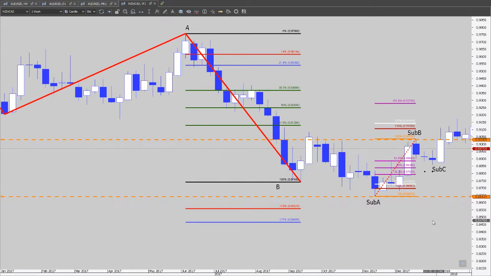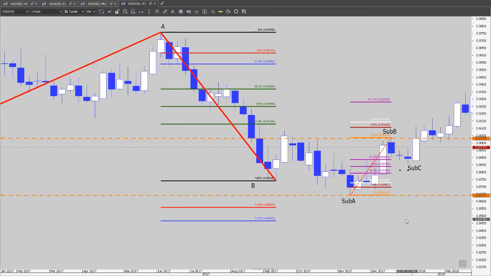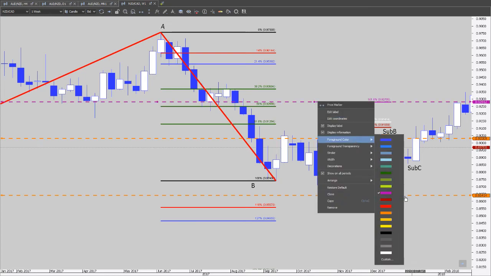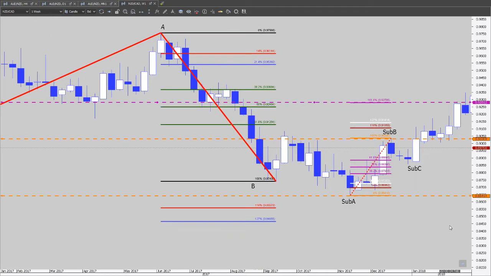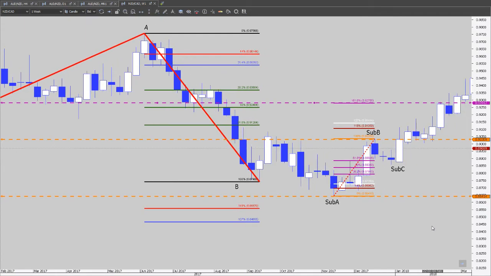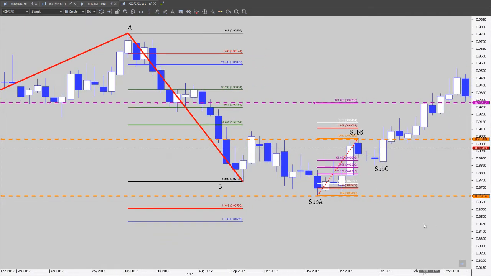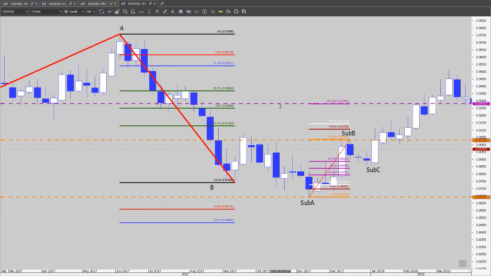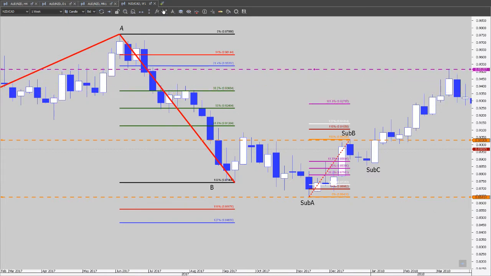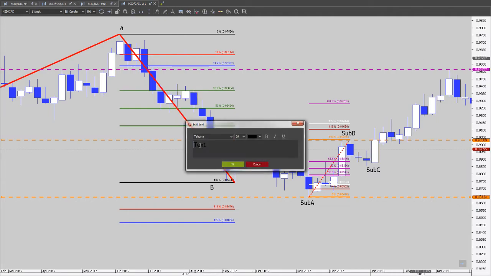The market went up and has not yet hit our de-extension, right? This is our de-extension, the projected one. We want to see a high, not a high, not a high. Bam, now we have a high, right? So this is our sub D, this is the actual high.